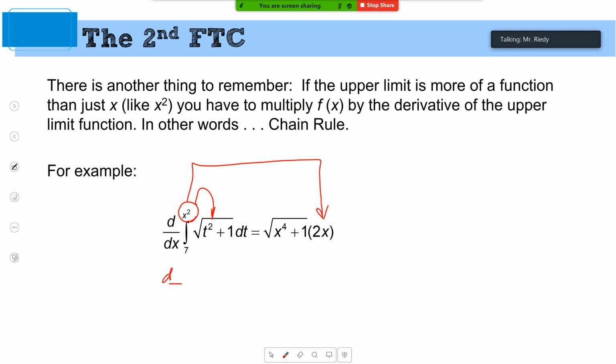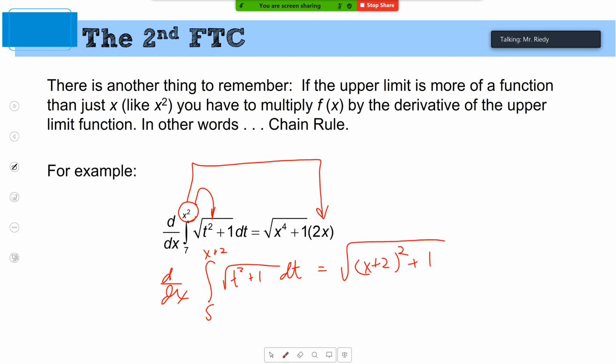If I change this problem, same procedure. T's become whatever the thing is up on top. So I get the square root of x plus 2 quantity squared, plus 1. And chain on, well, in this case, I just chain on a 1 again, because the derivative of x plus 2 is just 1. Okay? Makes sense. That's the second fundamental theorem of calculus.